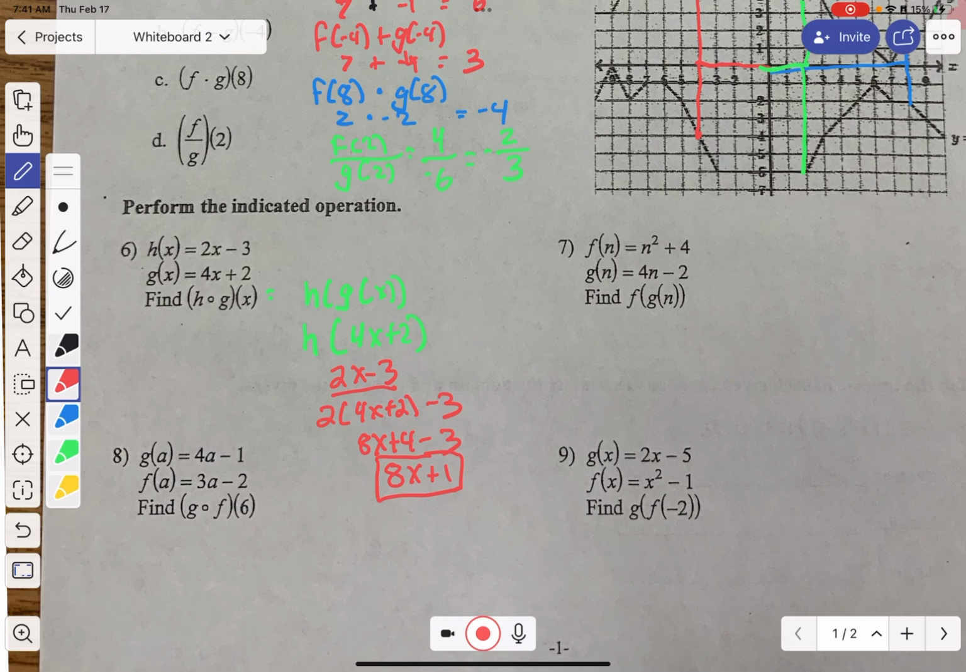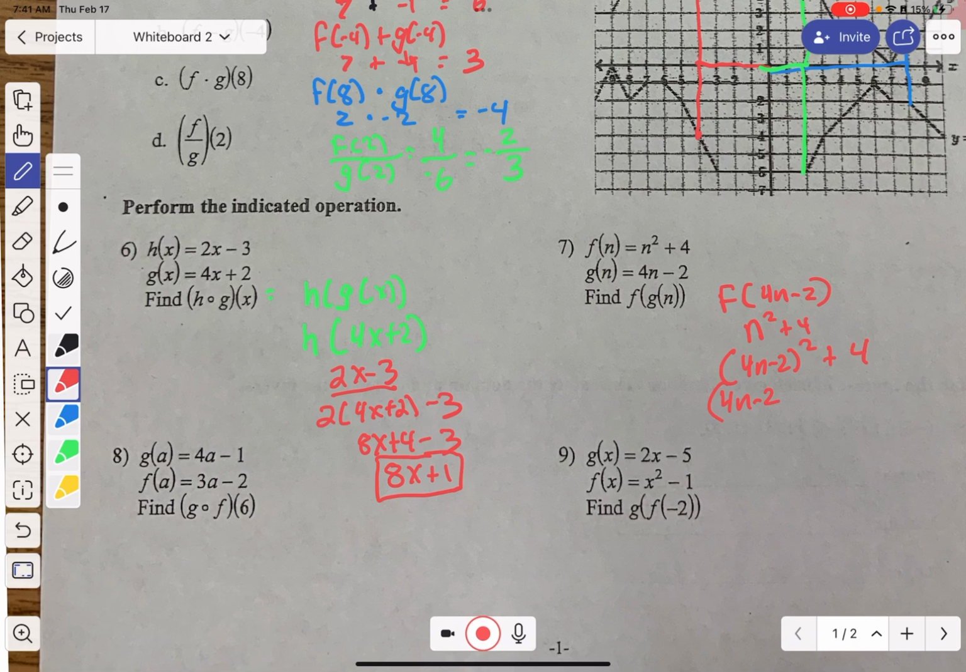Next one, find f of g of n. Again, we got to find g of n. So we got to find f of 4n minus 2. That's n squared plus 4. So anywhere I see an n, I'm going to replace it with 4n minus 2. So inside parentheses, 4n minus 2 squared plus 4.